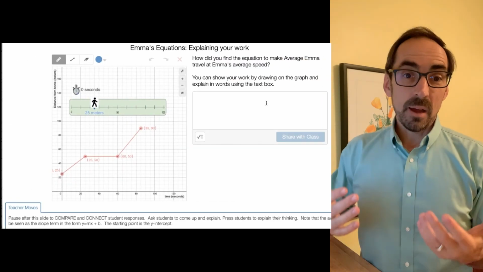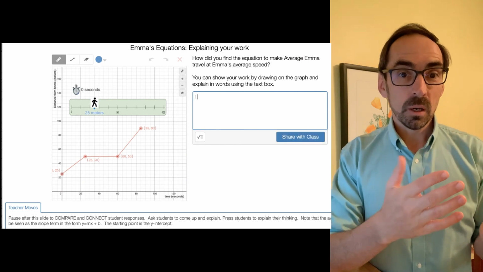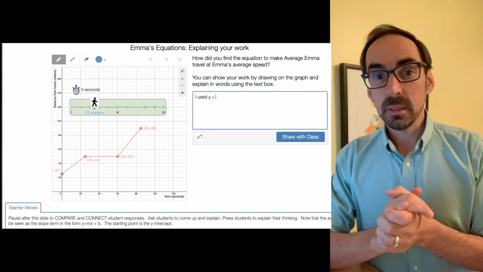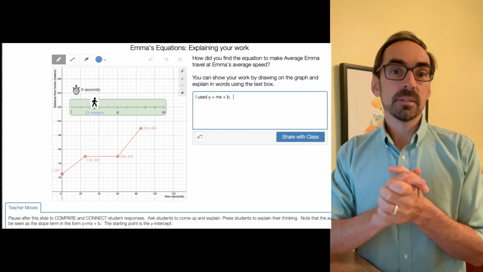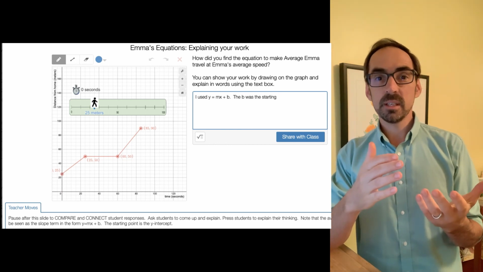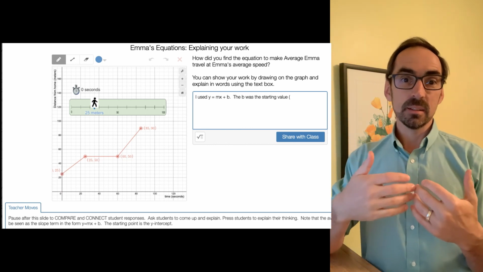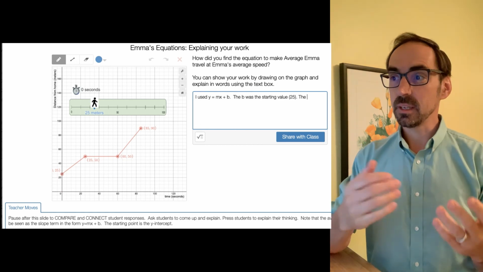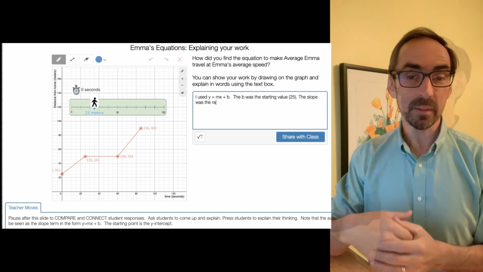Once again, we have this routine where students explore on one slide and then formally explain on the next slide. So slide 12 is an opportunity for the students to explain. And of course, you can see that the students can annotate the sketch and use the annotation tools in order to explain what they did.